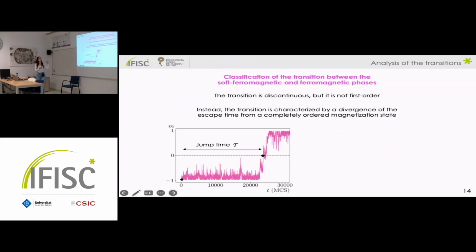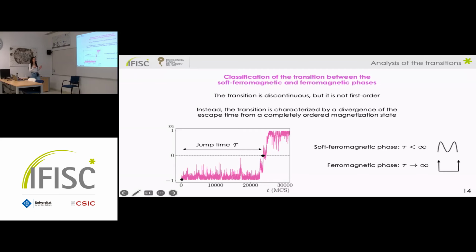Instead, this transition is characterized by a divergence of the escape time from a completely ordered state of the magnetization, okay? More precisely, what we have here is a trajectory of the magnetization as a function of time, okay? What we do is to define the jump time tau as the time the system needs to cross the barrier m equal to 0 when starting from the completely ordered state -1.